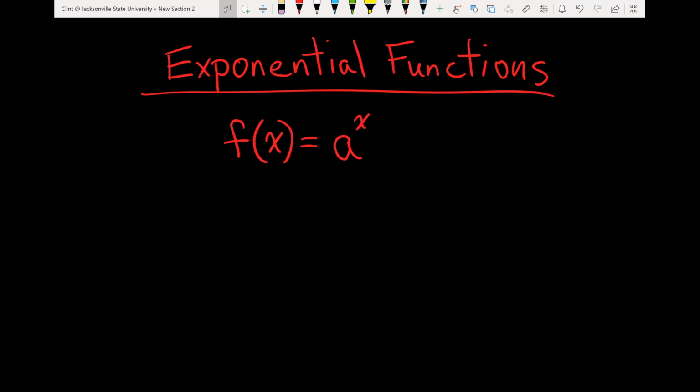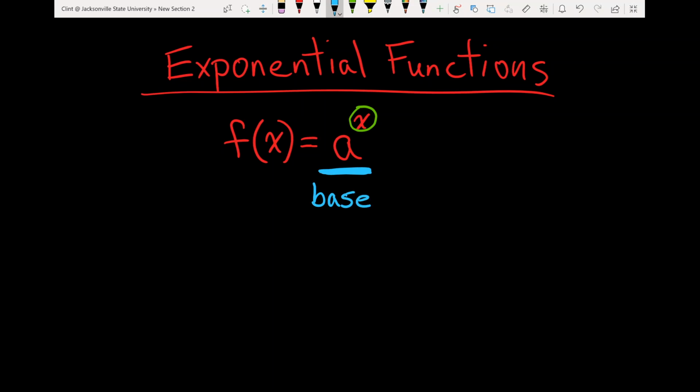Okay, and the idea with this type of function is that our variable is in the exponent. So that's where we get the name exponential functions. And whatever this number is here, we're just calling it a here, just being general. Whatever this number is, we call this number our base.